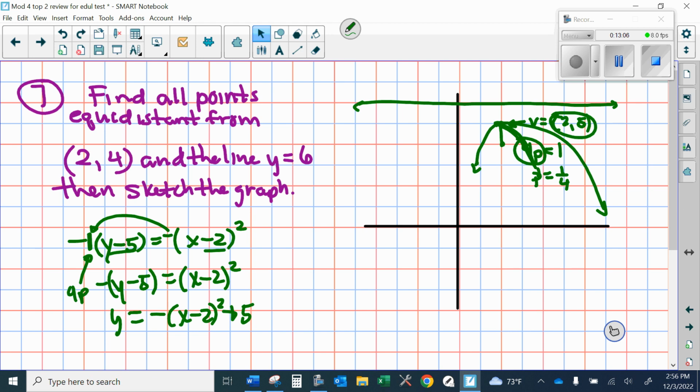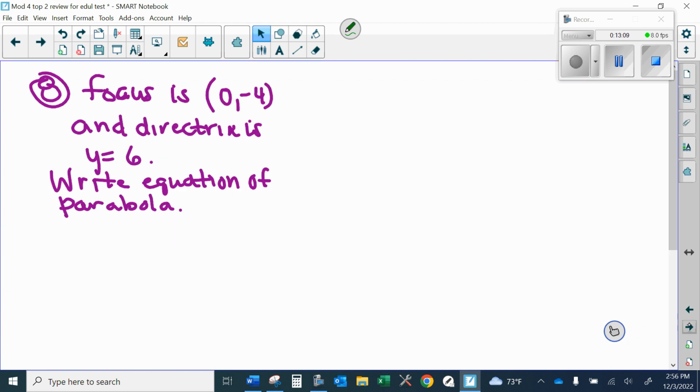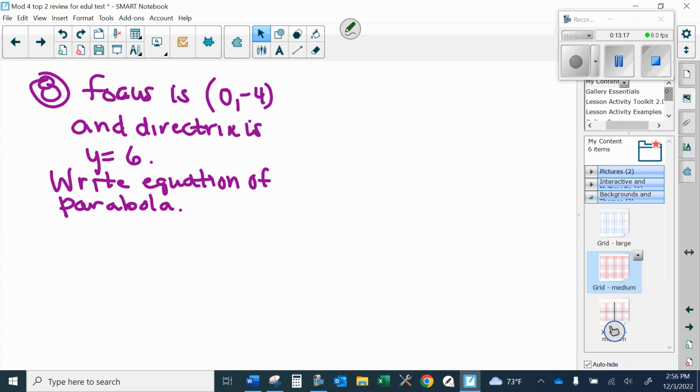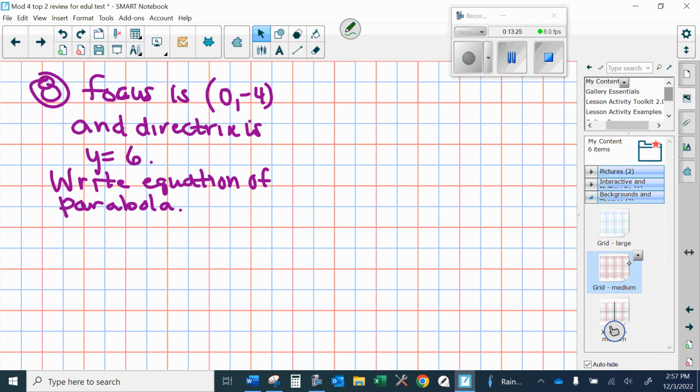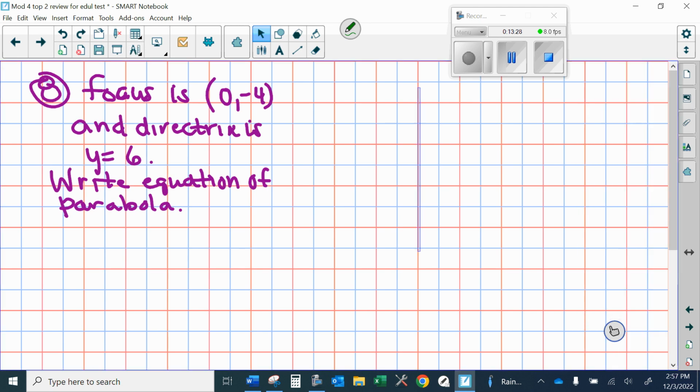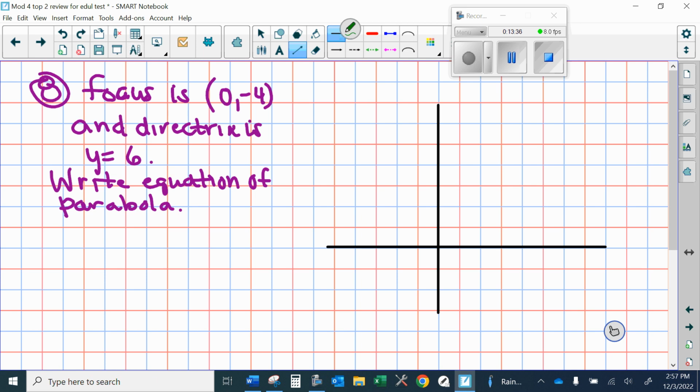Okay. Next, focus is 0, -4, and the directrix is y equals 6. So I can go ahead and plot that again. Let's put that in there. 0, -4, and y equals 6. Go back to the point now: 1, 2, 3, 4 for 0, -4, and y equals 6: 1, 2, 3, 4, 5, 6.